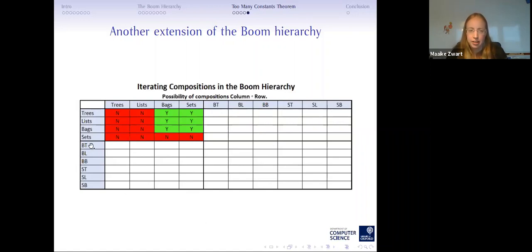So I've listed them here. I've just used the first letters of the monads. So this is bags after trees, bags after lists. That's this one here, bags after trees. This one here, bags after lists, bags after bags, sets after trees, sets after lists, and sets after bags. So those are the ones listed here. Now I want to know, is there a distributive law of these guys over these guys, or these guys over these guys?